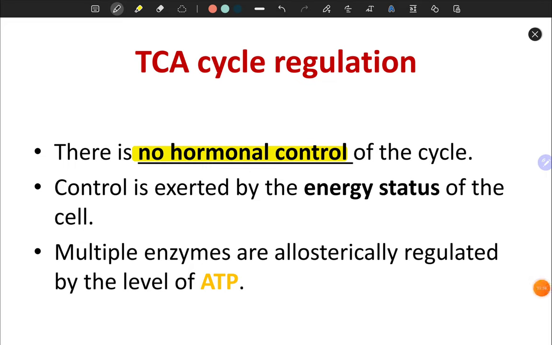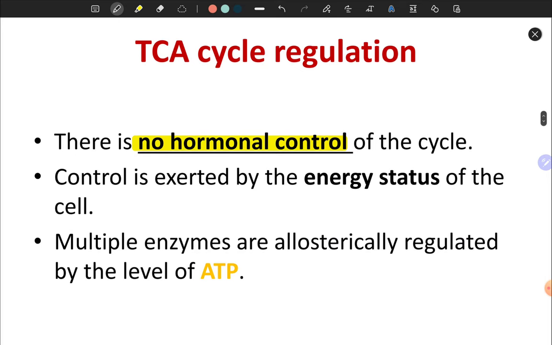Regulation: there is no hormonal control of the cycle, as we said. Control is exerted by what? By the energy status of the cell. If we have too much energy, we stop the cycle. If we are deficient or we need energy, we want the cycle to continue. Multiple enzymes are allosterically regulated by the level of ATP. The major enzyme, isocitrate dehydrogenase, will be allosterically stimulated by ADP.